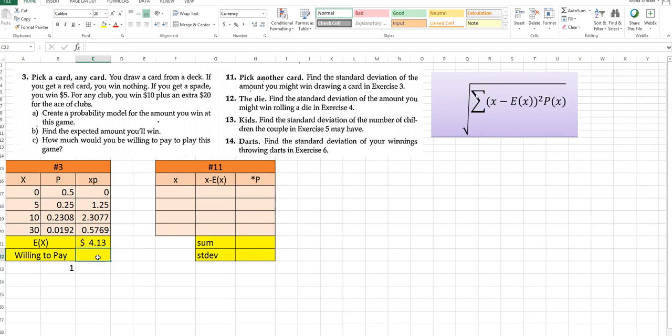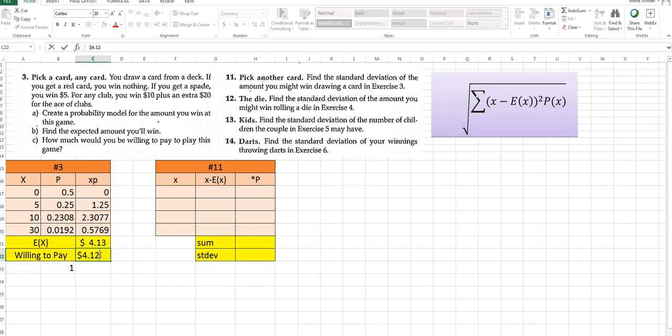How much would I be willing to pay? All right, so I've done B. I found the expected amount. I've got my model here. Now C, how much would I be willing to pay? Well, essentially, theoretically, I'm willing to pay any amount of money if I actually win something. So I actually would be willing to pay $4.12, okay?